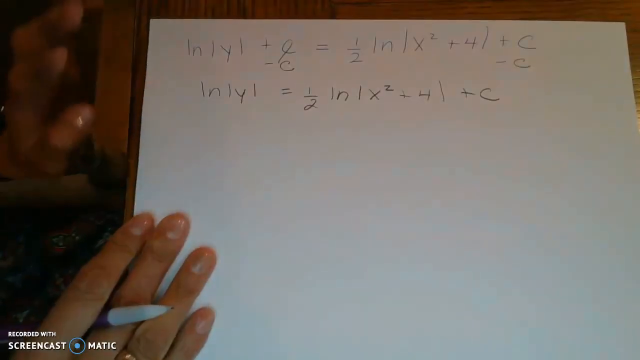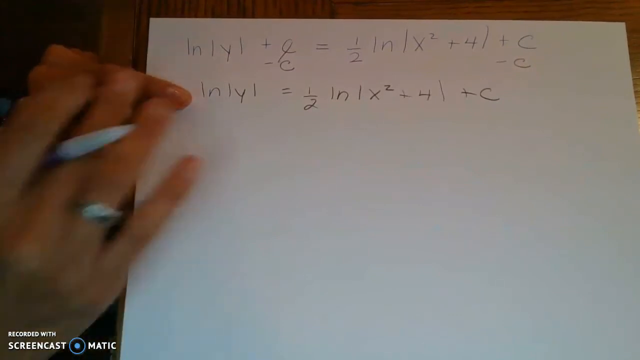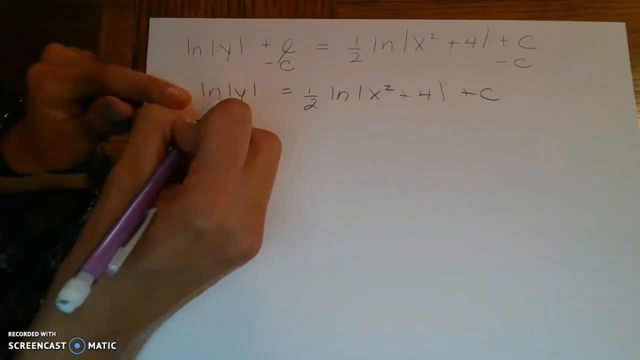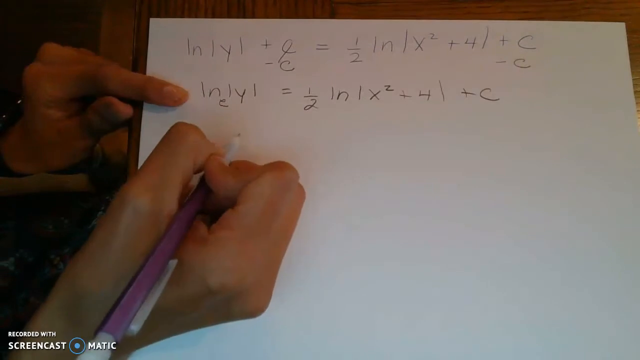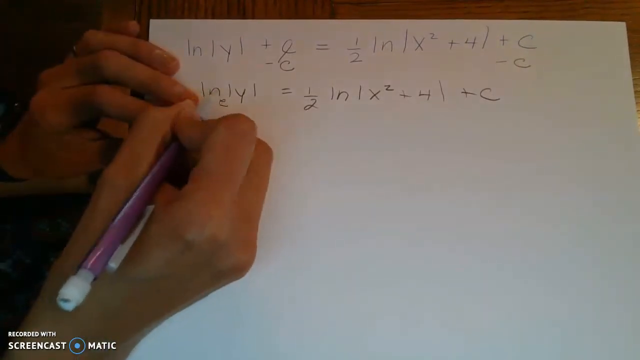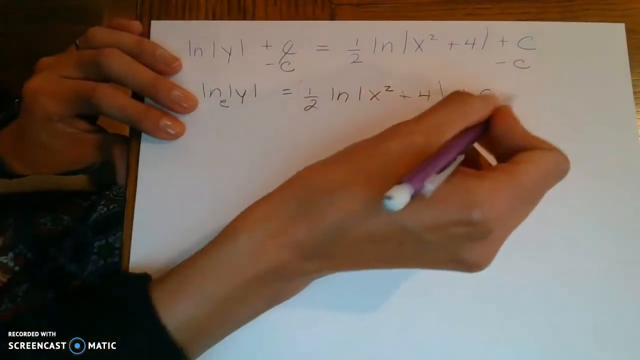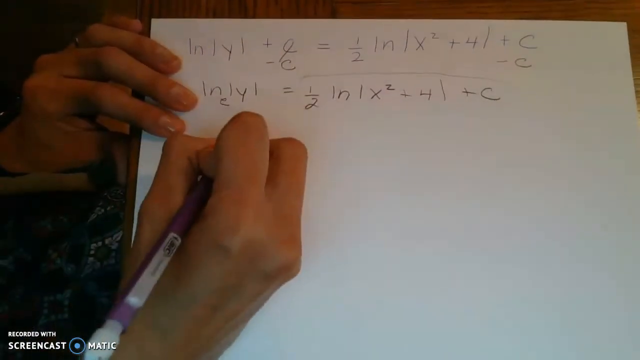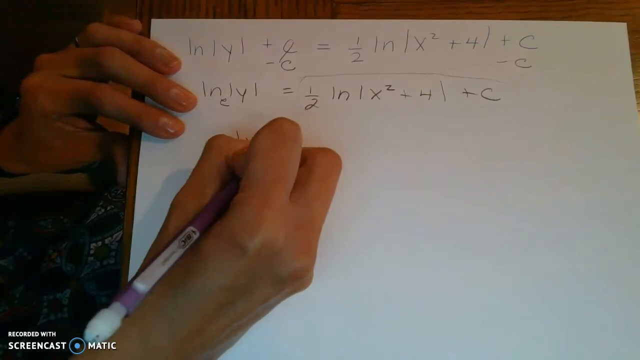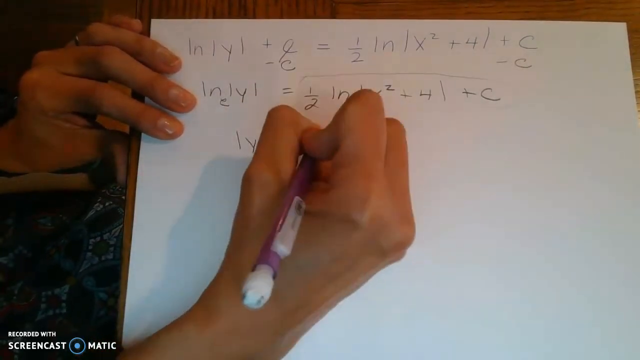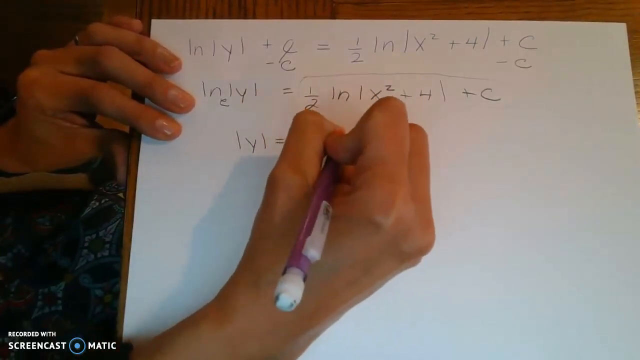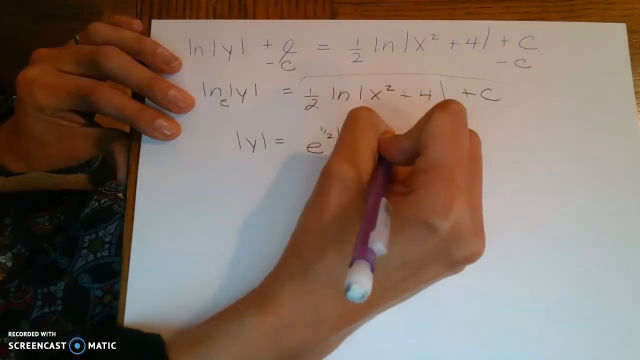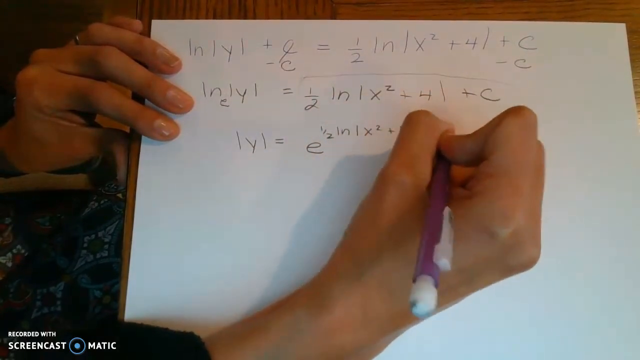And then I say, all right, I would like to get y by itself. I need to change this into exponential form. The base is e. Remember, a log equals an exponent. So this whole thing is an exponent. And so I can rewrite this as the absolute value of y is equal to e raised to the 1/2 ln of x squared plus 4 plus c.